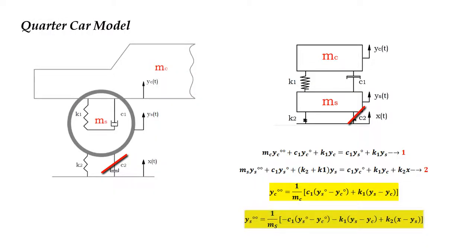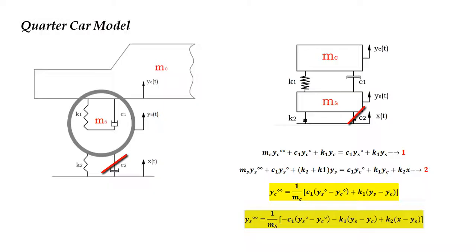Arranging these equations will make it easier to model this system in Simulink. So yc double dot equals 1 over mc times [C1 times (ys dot minus yc dot) plus K1 times (ys minus yc)]. The second equation, ys double dot equals 1 over ms times [minus C1 times (ys dot minus yc dot) minus K1 times (ys minus yc) plus K2 times (x minus ys)].